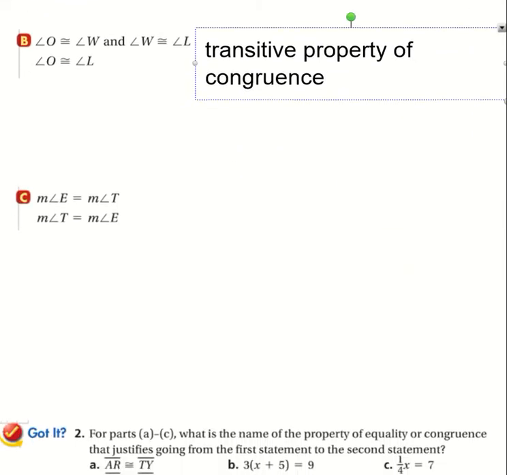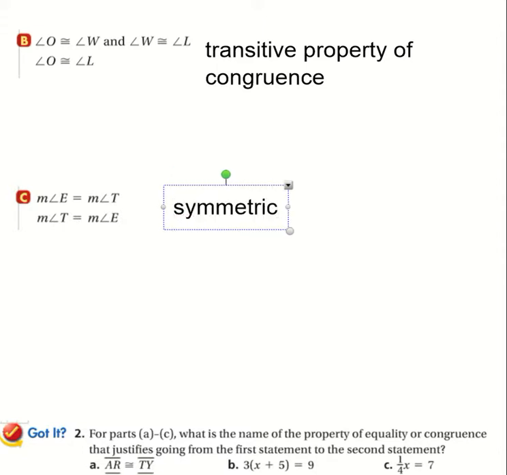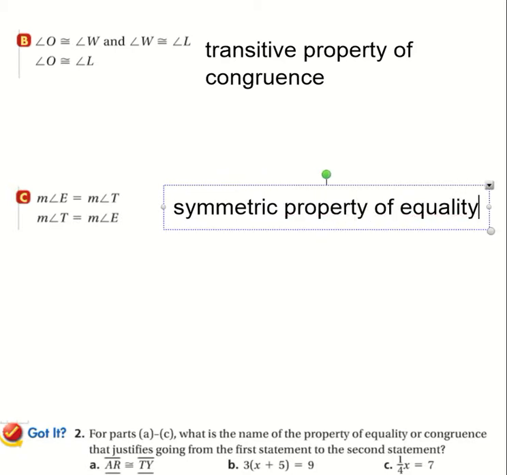And here we have measure of angle E is congruent to the measure of angle T. The measure of angle T is congruent to the measure of angle E. This here is our symmetric property of congruence, of equality, sorry. And there we just justified how we went from step to step.